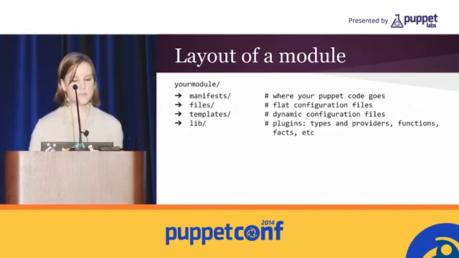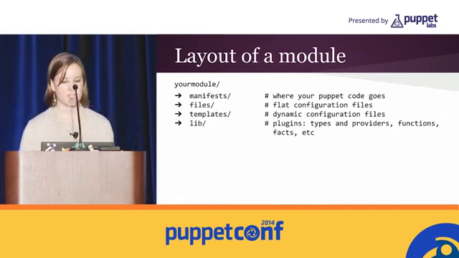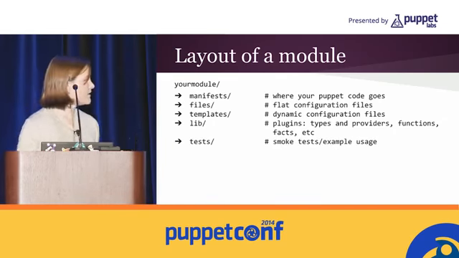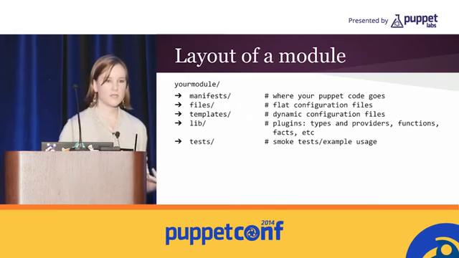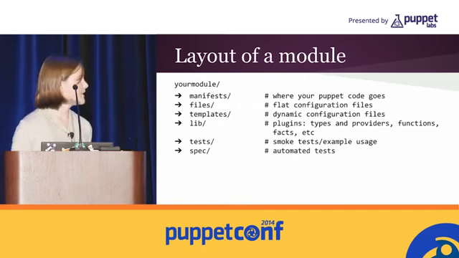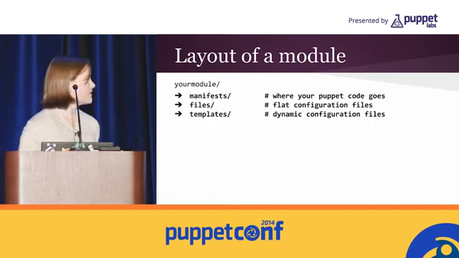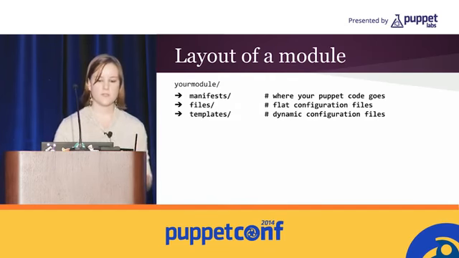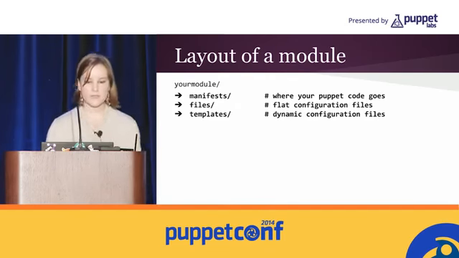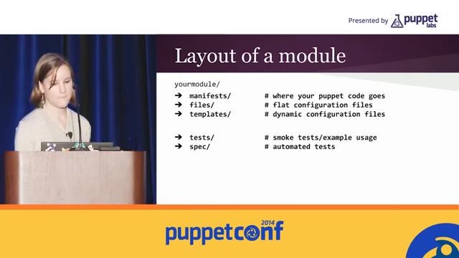Lib directory holds plugins, which is basically any Ruby code that you write to extend your Puppet functionality. The test directory holds smoke tests, or sometimes example usage, and sometimes this is also named an examples directory. And the spec directory contains automated RSpec tests. Since this is a beginner's talk, we're mostly going to focus on manifest files and templates. And we'll talk a little bit about testing as well.